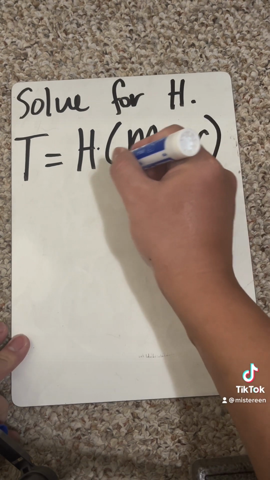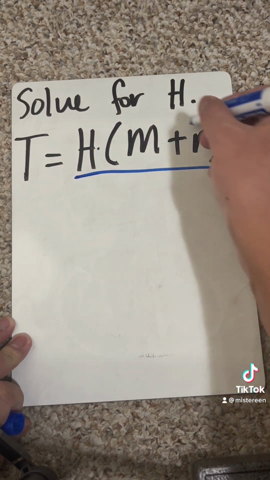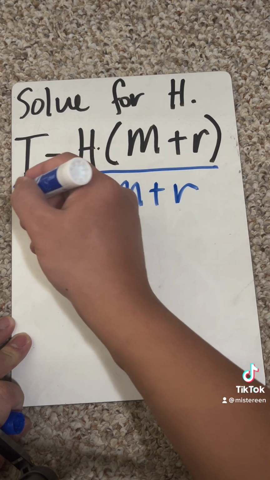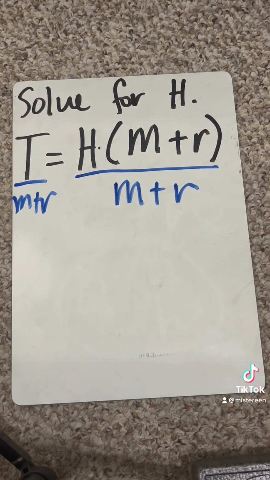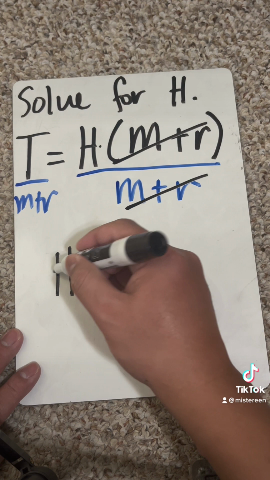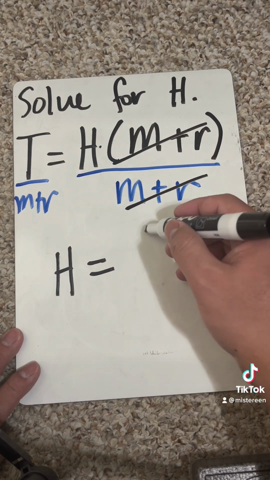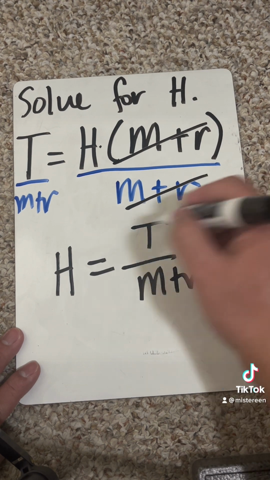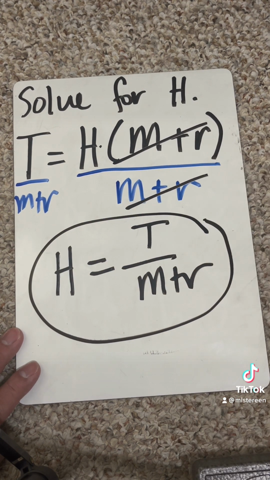That means I'll just divide the right side by whatever I need to remove, which is m plus r, and I should do it to both sides, m plus r. All right, and if I do that, m plus r will be canceled on the right side, so I only have h on the right, which is equal to t over m plus r. Okay, so now I have isolated my h.